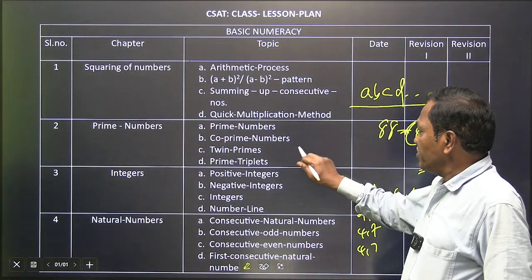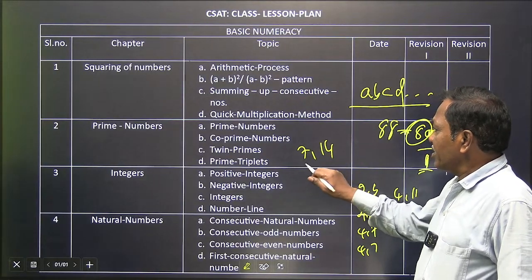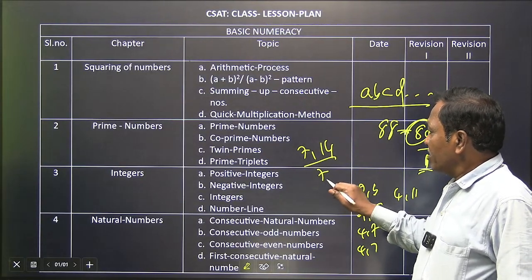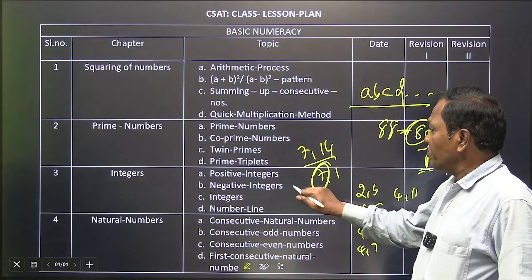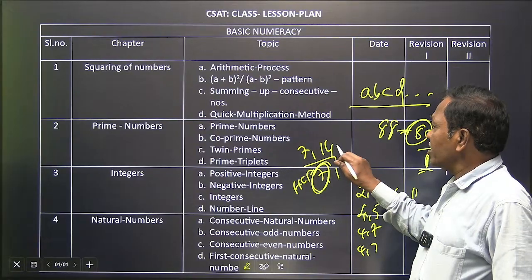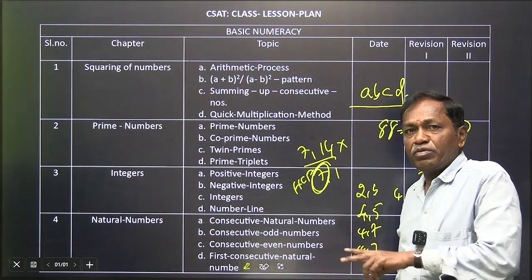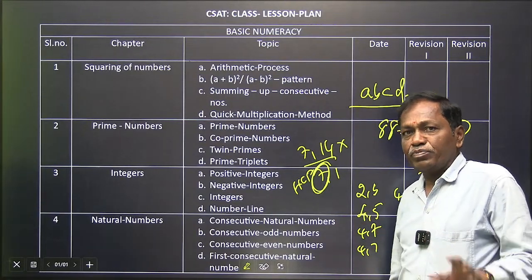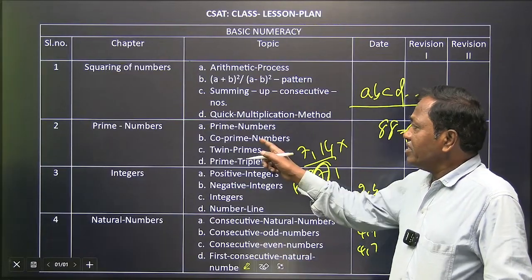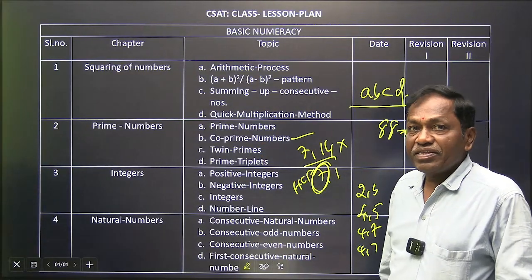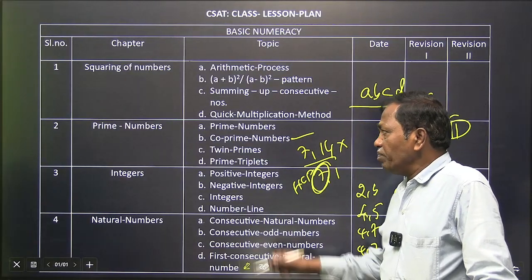Say for example, 7 and 14. Both numbers are divisible by 7 and 1. The highest factor is 7, so the HCF is 7 here. These are not co-prime numbers. If both the numbers are divisible only by 1, then they are known as co-prime numbers. This is very essential for finding which number is divisible by which number.